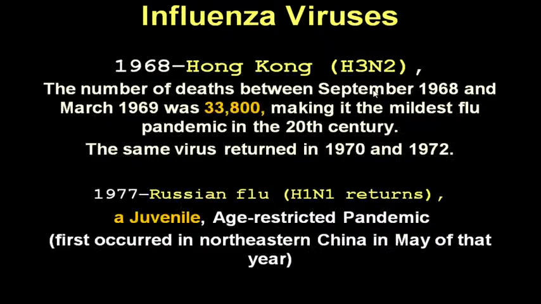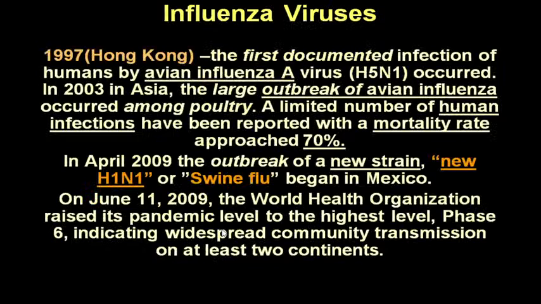Okay, so then the next one happened in 1968, and we call it Hong Kong flu, and the formula is different, H3N2. It was not very large. And one more happened in 1977. It had been called juvenile because mainly young people had been infected, so it was called an age-restricted pandemic. And again, it happened first in Northeast China and then spread to other countries.